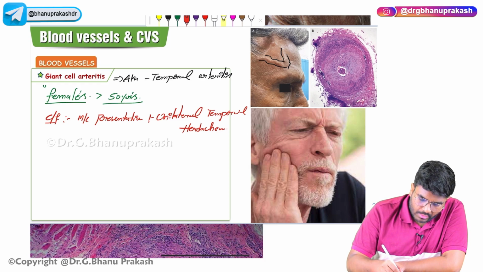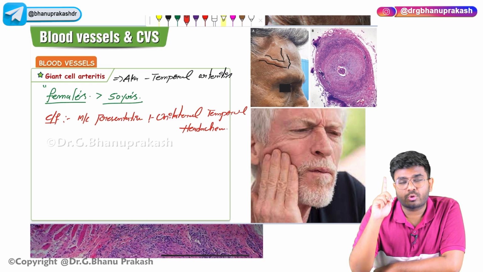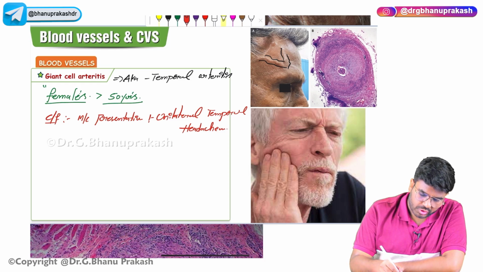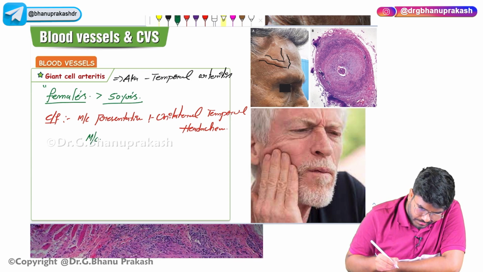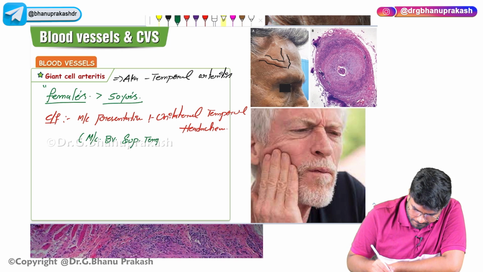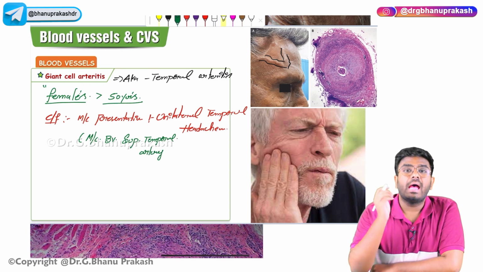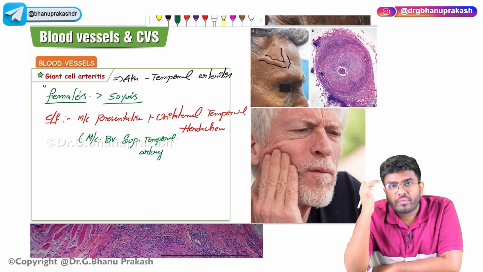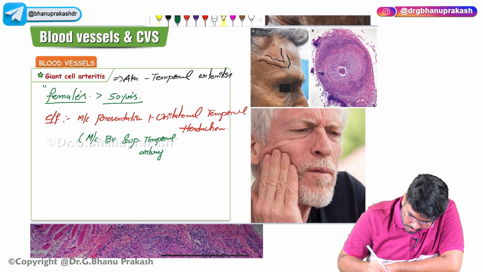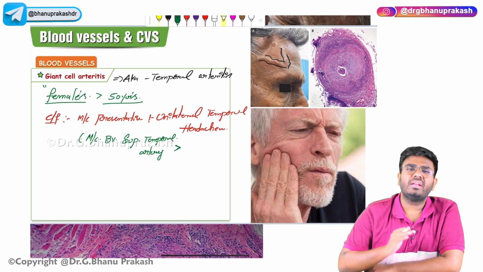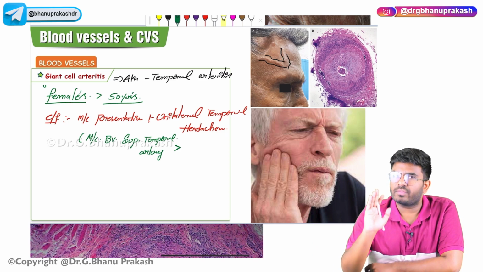And why especially in this area? Because of the blood vessel which is most commonly involved. The most common blood vessel that is affected is the superficial temporal artery. The superficial temporal arteries are getting inflamed, and that is causing the headaches. Don't think that only the superficial temporal artery is going to be affected. Many more arteries will be affected, but the most commonly affected artery is the superficial temporal artery.